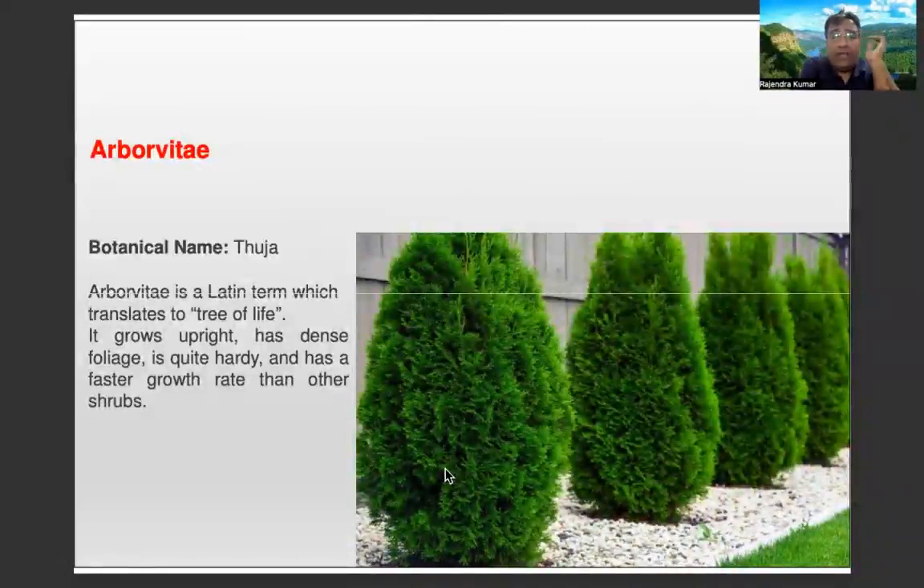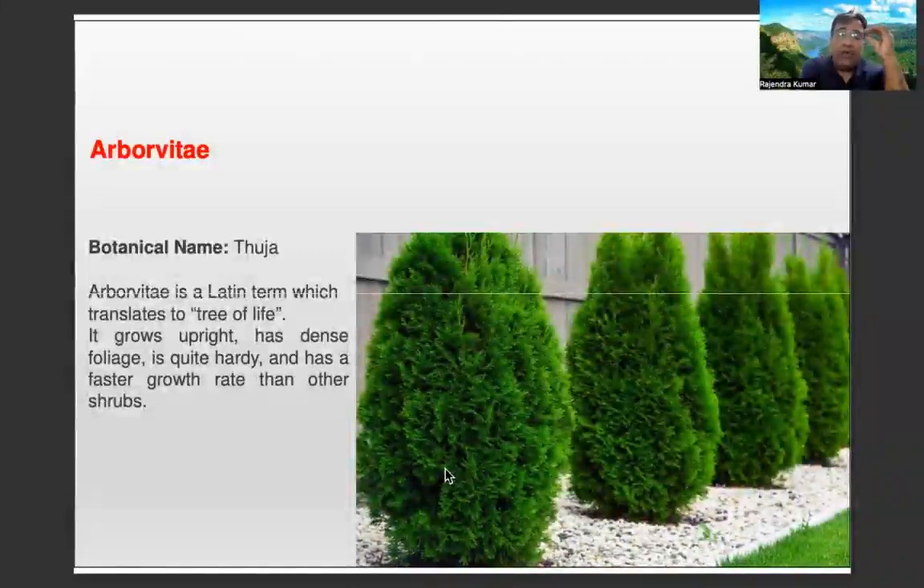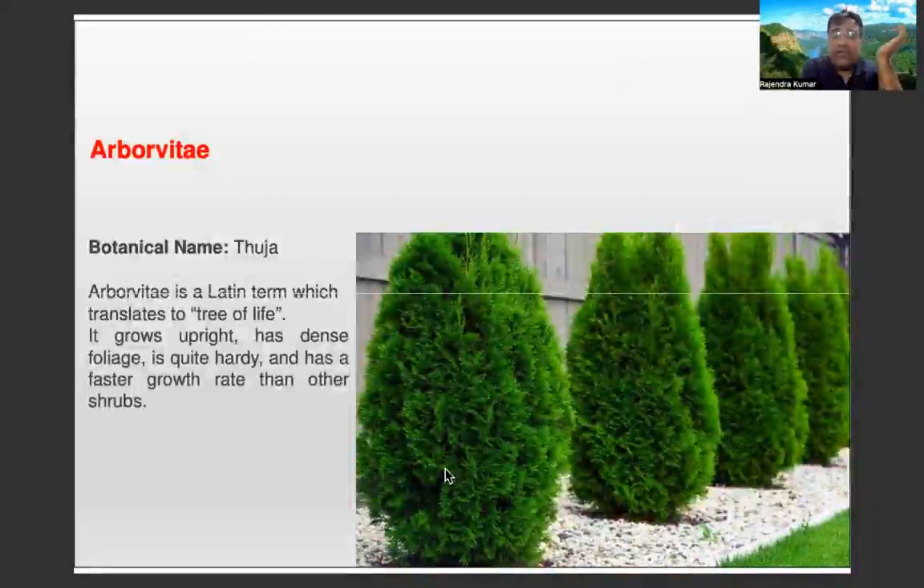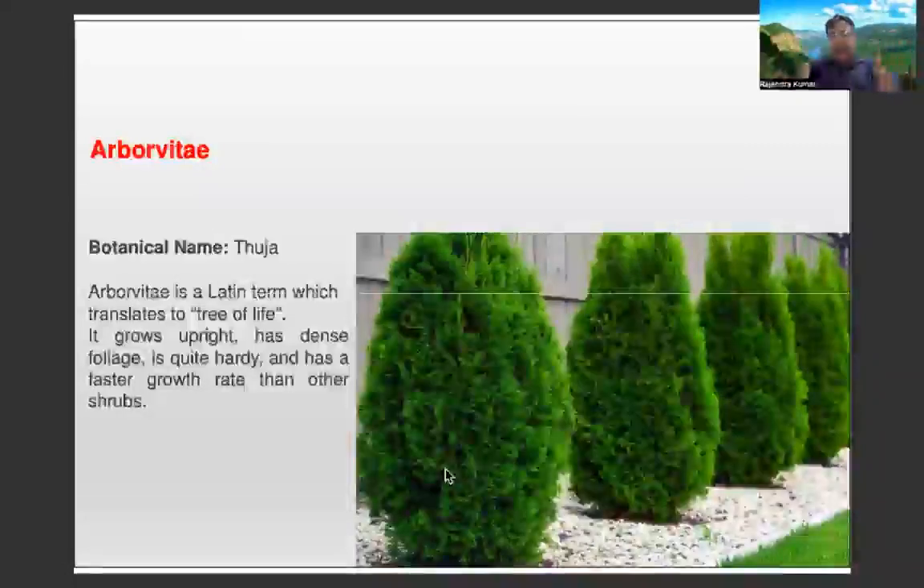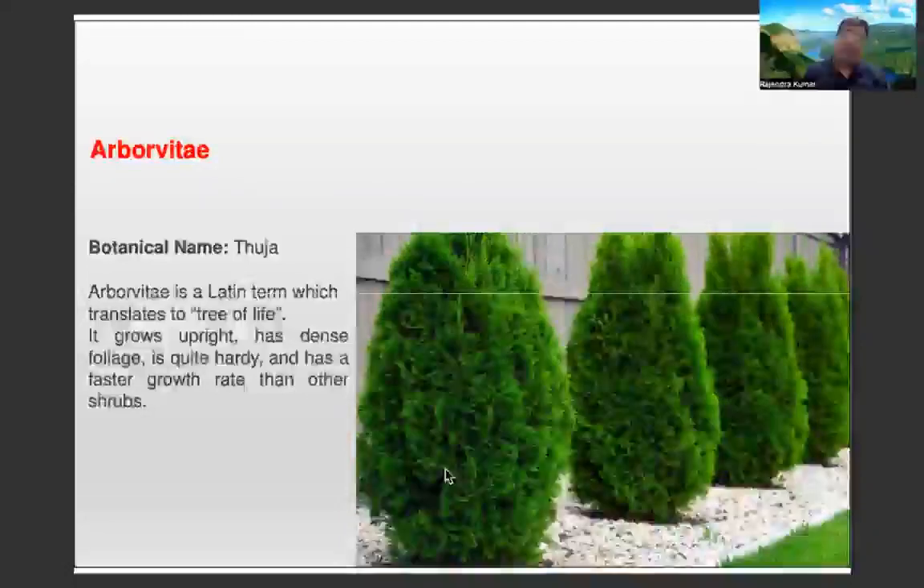So Arborvitae. The botanical name is Thuja. Arborvitae is a Latin term which translates to trees of life, and it grows upright and has dense foliage. It's quite hardy and has a faster growth rate than other shrubs. This goes vertically; in the previous case, it was expanding horizontally. In this case, it goes vertically and also has wider foliage, and it requires less maintenance.